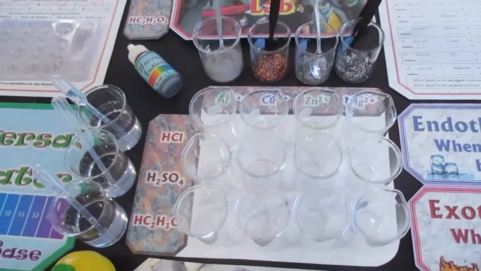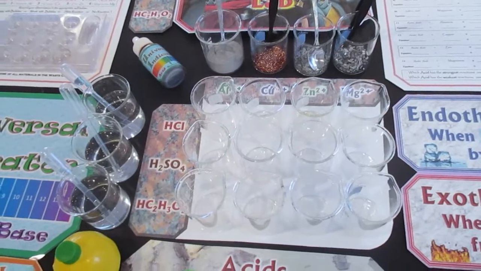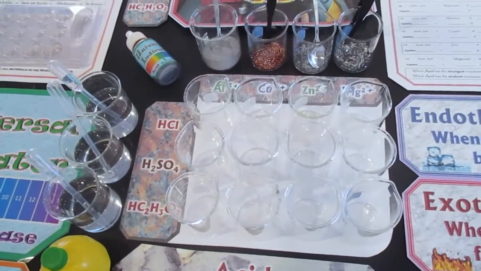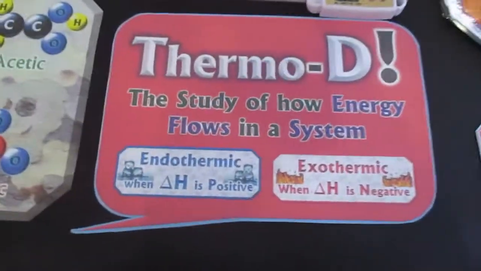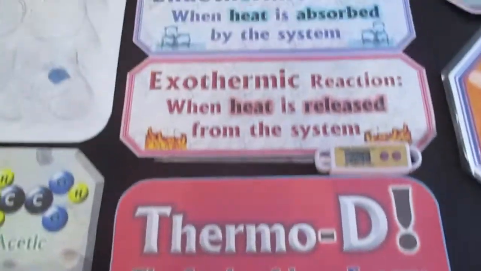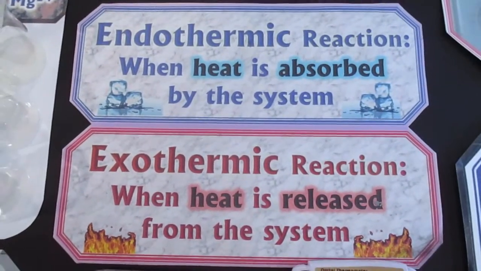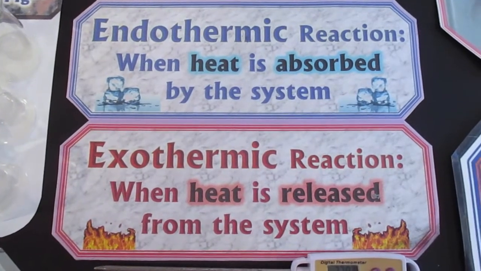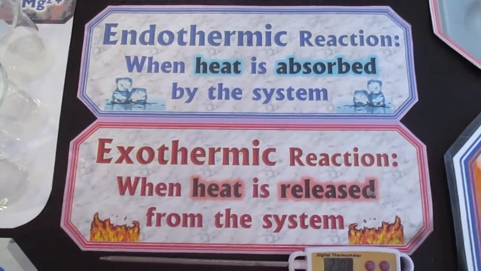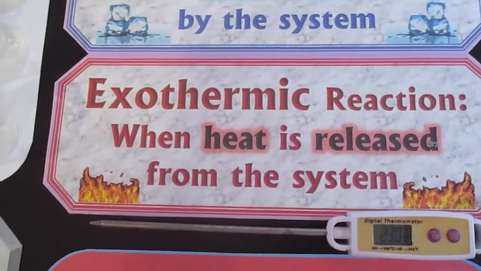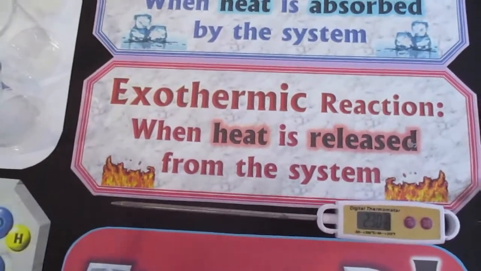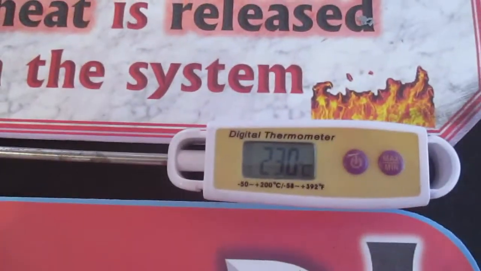You won't be able to tell that on the video, but maybe it'll be mentioned by my little assistant, my big assistant, I should say. And change of temperature is also a good sign. That's why we're measuring it with a digital thermometer, for the thermodynamics. Remember that if it's an endothermic reaction, heat is absorbed by the system, so generally the temperature on the thermometer will get colder. If it's an exothermic reaction, heat is released from the system, so generally we expect the temperature to go up.